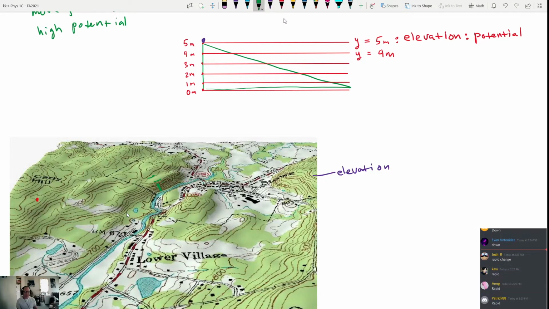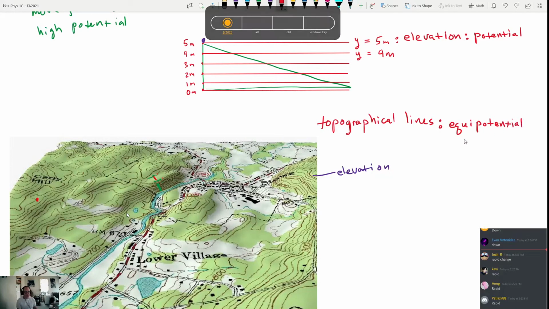That's a steep hill. But right here, we know that there's almost like a plateau between these two points. Now, there actually is a hill, because this is a different elevation than this right here. But it's much more gradual in terms of the elevation change than the place where the lines are close together. When the lines get close together, that means that it's a really steep slope. Anyway, we call these topographical lines. And topographical lines are very similar to equipotential lines.